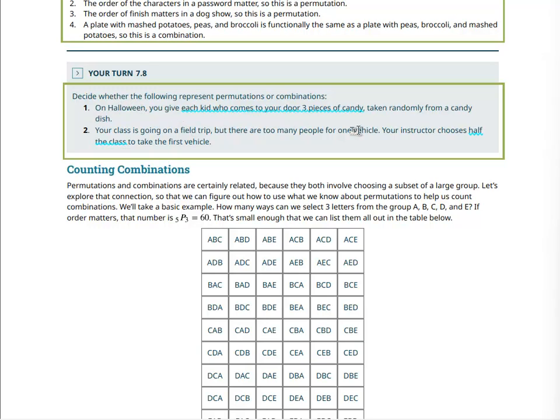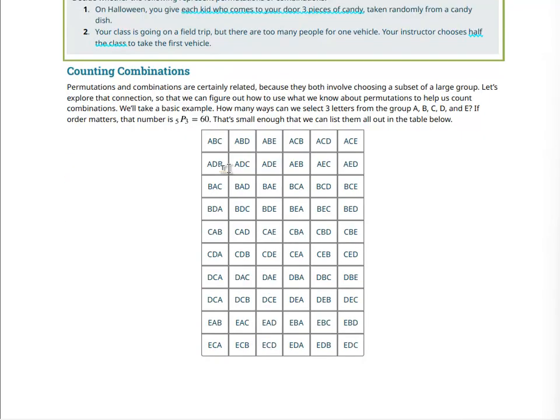So on Halloween, as the kids are coming, they each get 3 pieces of candy. It doesn't matter in which order you give these 3 pieces of candy to the kid. It's the same. Maybe they want to decide later they want to eat this particular one after another, but that's up to them. Here, your instructor chooses half the class to take the first vehicle, and seating them in there doesn't really matter in which order they are, so it's a combination, unless, of course, somebody decides, okay, this one person is going to get shotgun, and this person is going to sit on the right or left. Now it would matter.